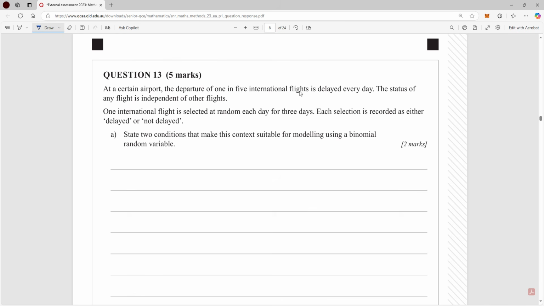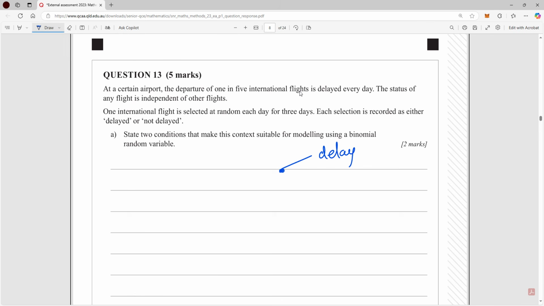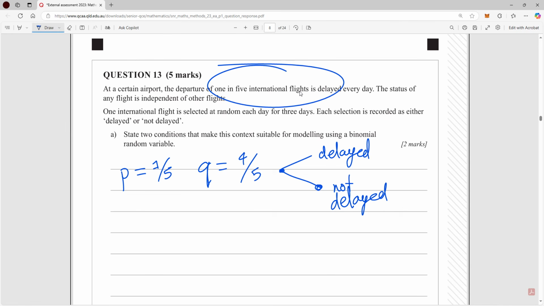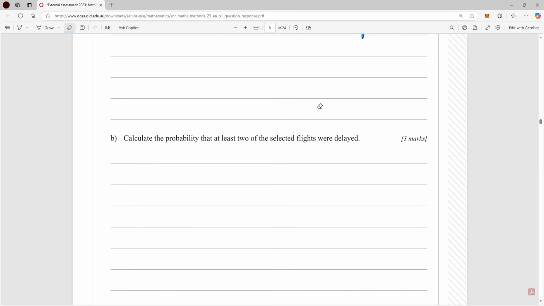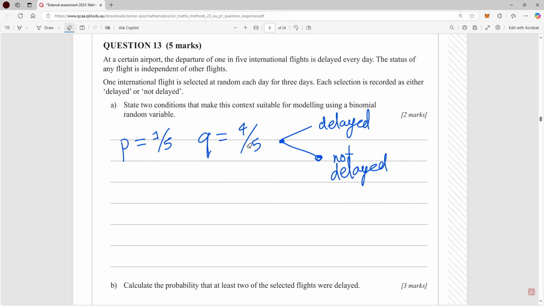Well, for starters, you can break it into 2 things. You can break it into pretty much delayed or not delayed. You also have a probability of success and failure. The probability of success is 1 in 5, and the probability of failure, Q, is 4 in 5, okay, because of this stuff here. So probability that you do get delayed is 1 in 5, which we're going to say is success in this case here, and probability of not delayed is 4 in 5, okay.